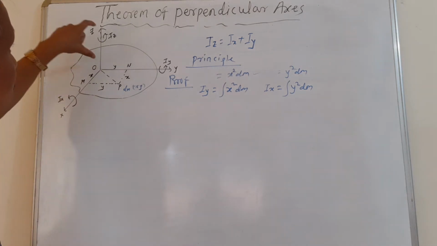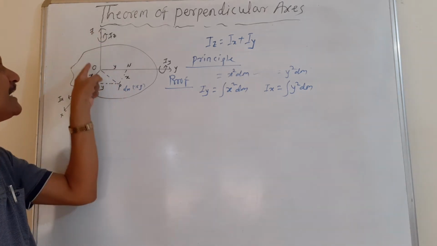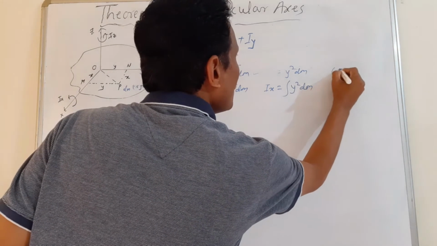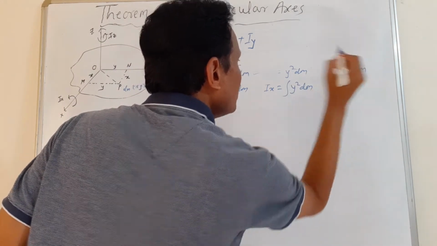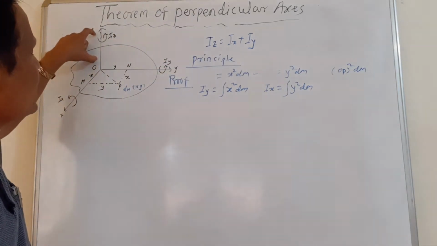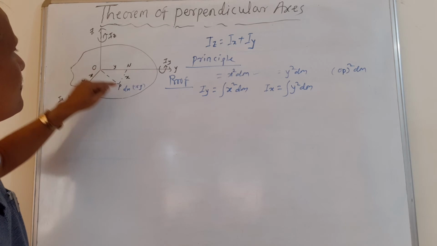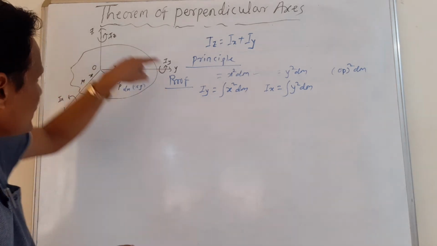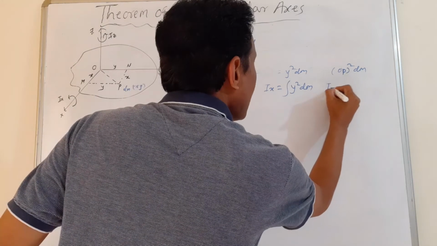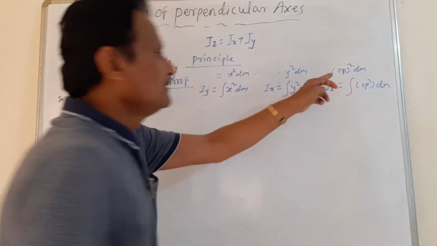Similarly, about z-axis. So therefore the moment of inertia of this element about a z-axis. So their distance is OP and mass is dm. So OP square dm. This is the moment of inertia of the single element about a z-axis, because its distance from the axis is OP, its square, and mass is dm. So now moment of inertia of the plane lamina about a z-axis is Iz is equal to integration of OP square dm. This we have to integrate.